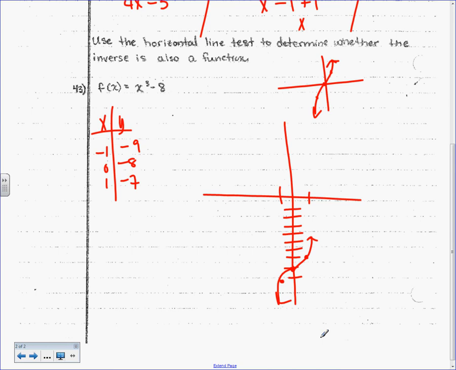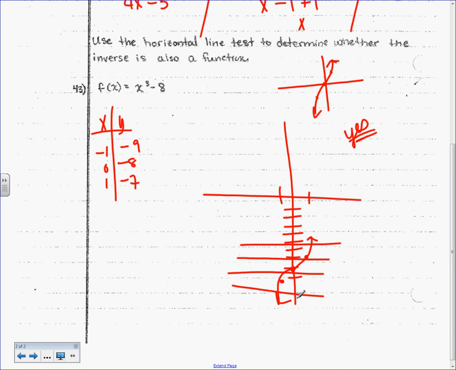Does this pass a horizontal line test? Right? So does this ever hit the graph more than one time? No, so it passes it. So what that means is the inverse is also a function. I'm going to say it again. This graph is a function because it passes the vertical line test, but that's not what they asked me. That's just what we're used to. They're saying, hey, without actually doing all that work, see if its inverse is also a function.